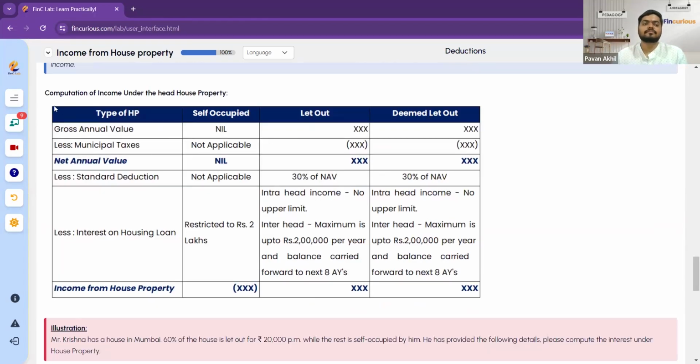So you can see here a table, computation of income under house property. As I discussed earlier, gross annual value less municipal taxes gives you net annual value, and less standard deduction and less interest on housing loan, you will get income from house property. This income from house property is one of the heads which is chargeable as income and added to the gross total income. On gross total income, the taxes will be calculated. So this is how we completed the income from house property.